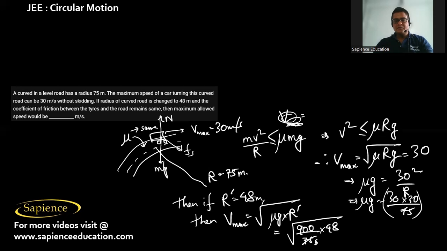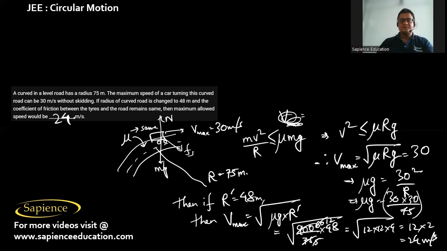This will be 15 5s are 75, 15 6s are 90, 12 5s are 60. So this is 12 4s are 48. So this is 12 into 12 into 4. So the square root of 12 into 12 is 12. The square root of 4 is 2. So it is 24 meters per second. So then the maximum speed would be 24 meters per second.